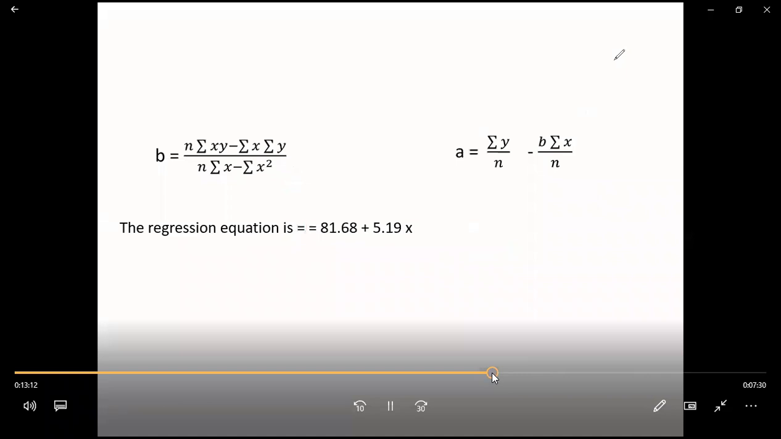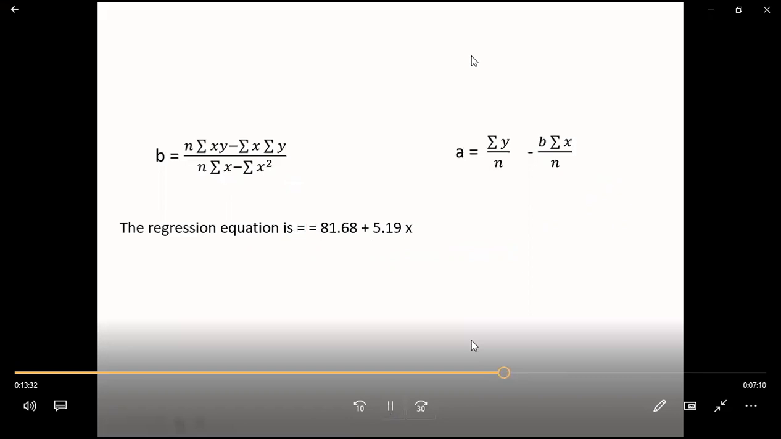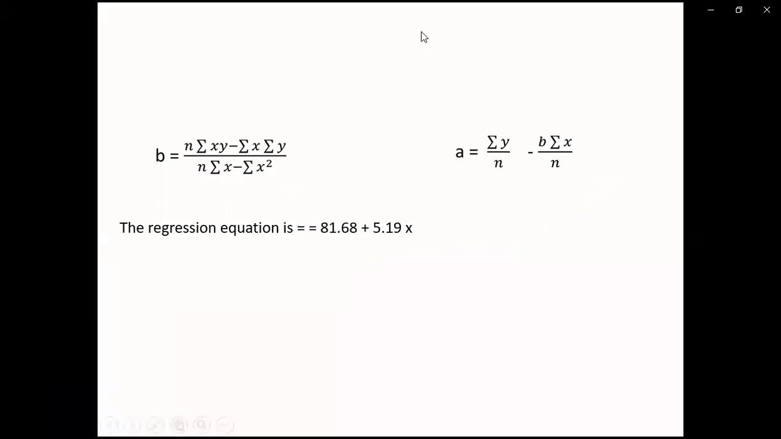So in the next slide, we are going to estimate the trend using this equation, the function we've just estimated here. So that is it. We have the trend values here. Okay, so in the model, I think the model was, let me write that down somewhere here. So we have 81.68 plus 5.19x equals y.